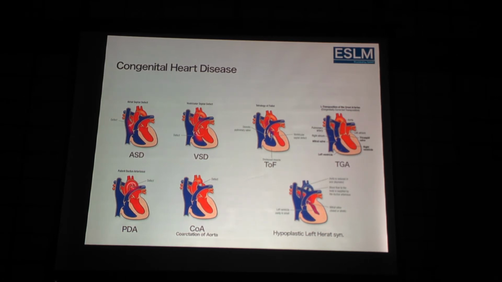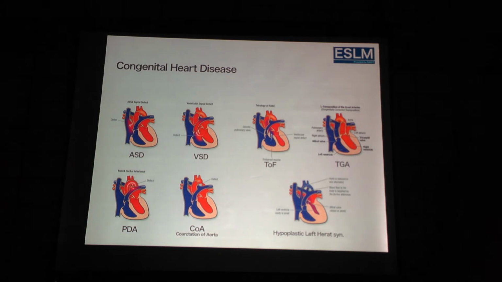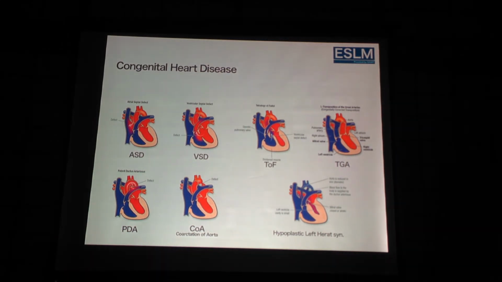Let's say, is ASD cyanotic or not cyanotic? Is ASD cyanotic or non-cyanotic? Non-cyanotic. Very good. Is VSD cyanotic or non-cyanotic? Cyanotic? Okay, well, let's keep it that way. I'm going to show you the answer in a second. Is tetralogy of Fallot cyanotic or non-cyanotic? Very good. So I'm going to show you the answer.